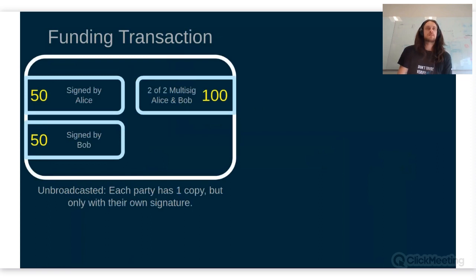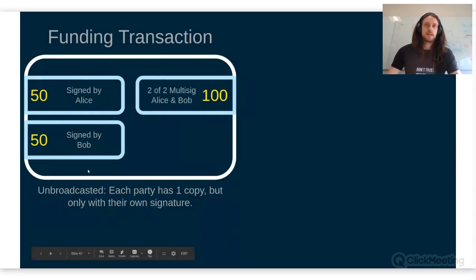So let's look at a funding channel. Let's imagine they are both opening a channel, and they're both going to put 50 Bitcoins in their end. Now, they don't want to broadcast this one yet, because as you can see, the spend condition here is just a simple 2 of 2 multi-sig. That means they both need to provide a signature to spend this money.